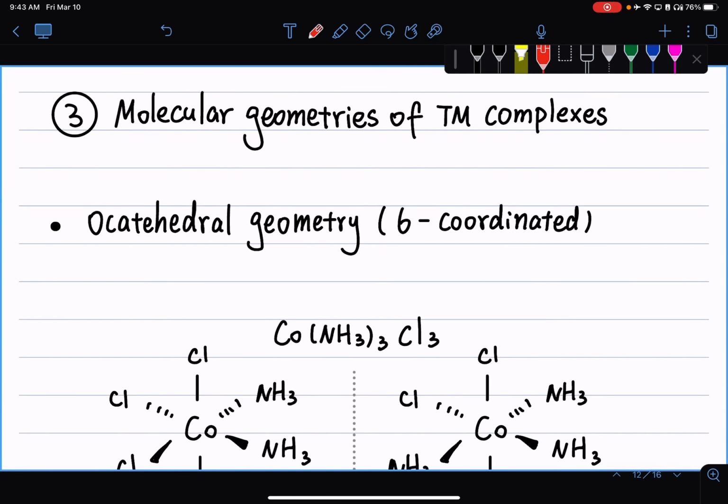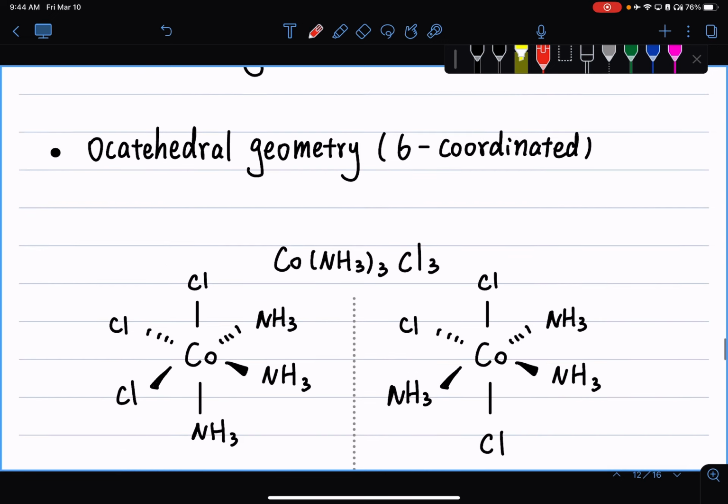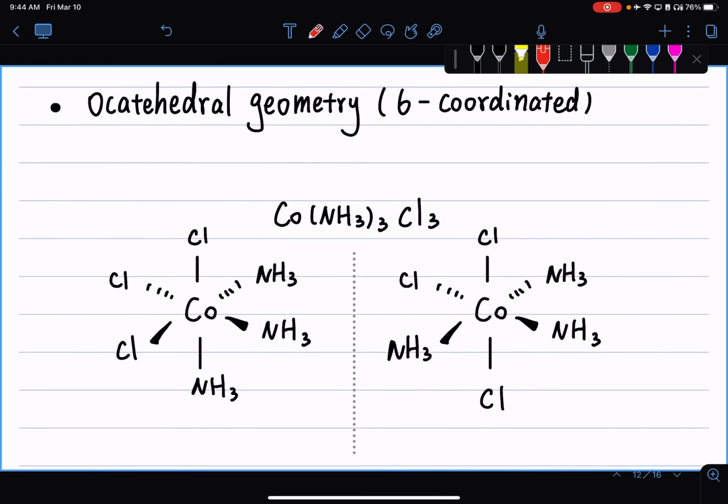Last topic, molecular geometry of transition metal complexes. So again, this involves some three-dimensional sketching. We know that our molecules are actually three-dimensional, right? It's just not on paper. We're living in a three-dimensional world. So when you're drawing the molecular geometry, this is similar to the VSEPR example we did before.